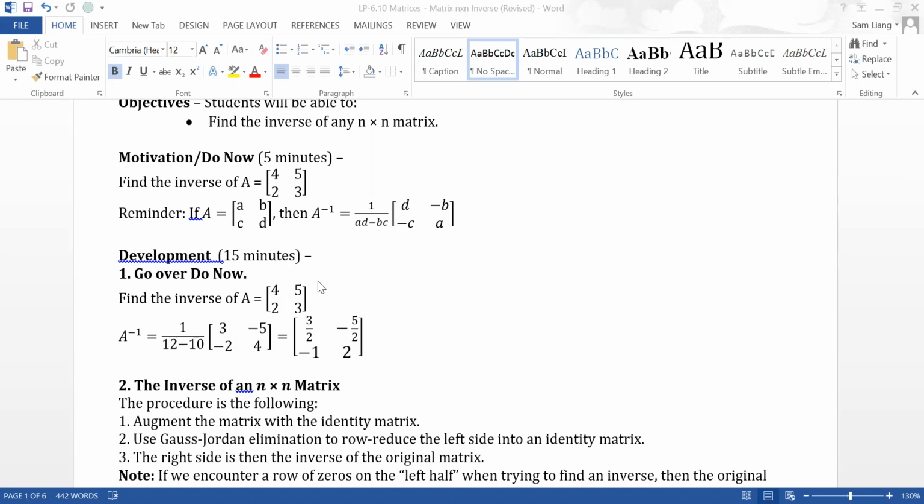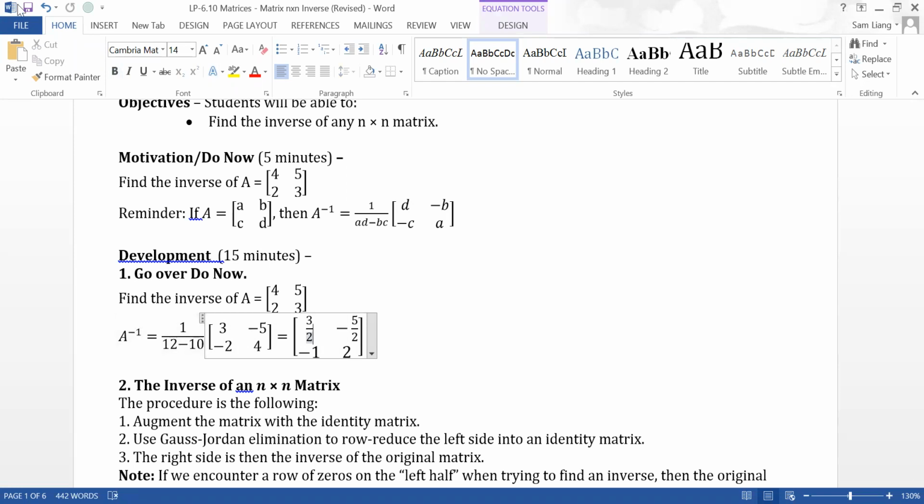All right, very nice. Thank you for that. So for this 2 by 2, you just follow the formula as Grace explained, right? 1 over AD minus BC, you get 1 over 2, and then you work with the corresponding entries, right? Switch the diagonals, negate the other two, and you get this. Okay, so that's our answer for our do now.